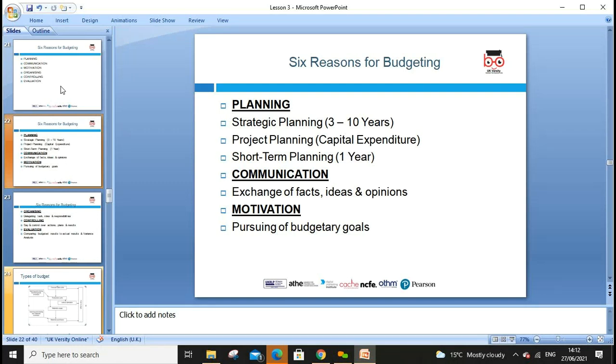Planning includes strategic planning, project planning, capital expenditure, and short-term planning. Communication: we exchange facts and figures, and budget also. If you stay within a budget, that really motivates you: come on, I achieved this compared to the last year. It's our target within the budget.